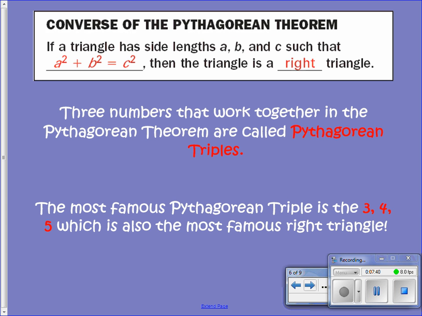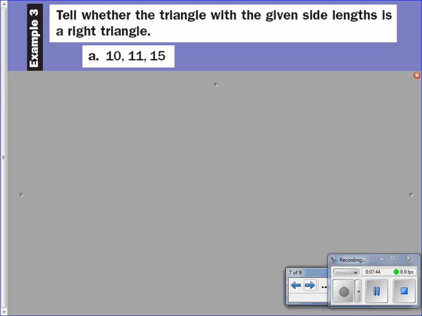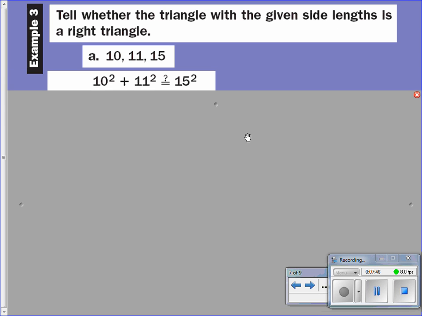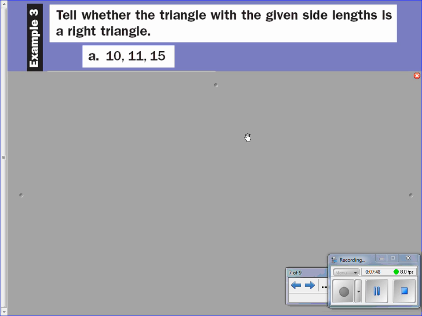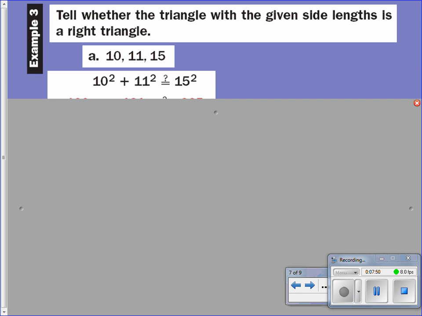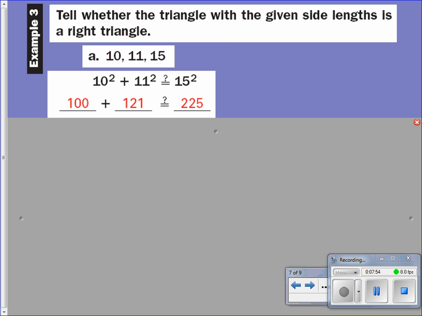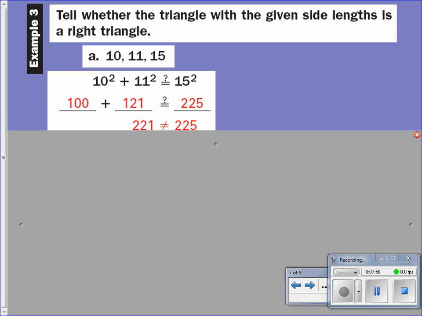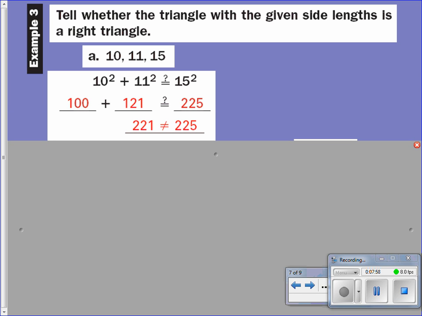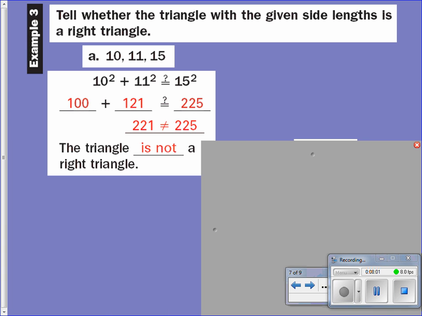Pythagorean triples are 3 sides that are actually right triangles. So 10, 11, and 15, are those the sides of a right triangle? If they are, 10 squared plus 11 squared does equal 15 squared. And 100 plus 121, does that equal 225? It does not equal 225, so guess what? It's not a right triangle. It has to be a squared plus b squared equals c squared to be a right triangle.